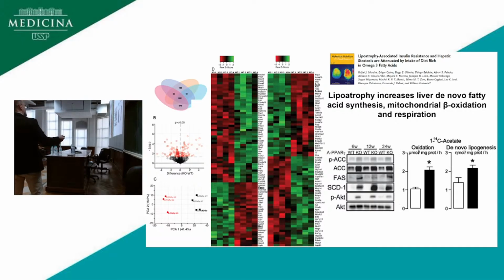We also ran some metabolic assays using labeled acetate, and as you can see here, we found a marked increase in acetate incorporation into fatty acids, indicating that de novo lipogenesis is really increased in the liver of these mice. And one interesting thing that we found was that acetate oxidation, which indicates carbon flux in the TCA cycle, was also increased in the liver of these mice.